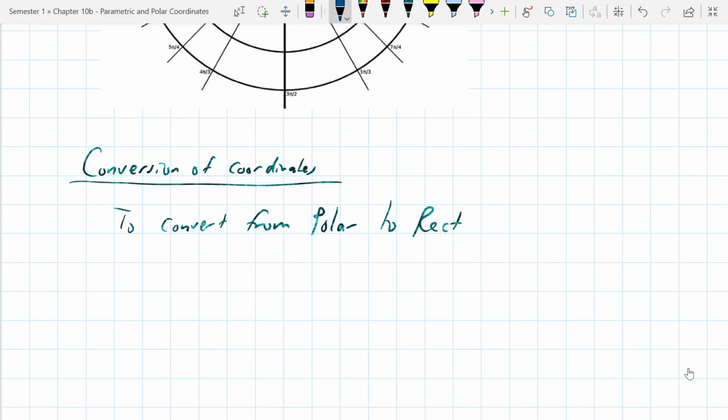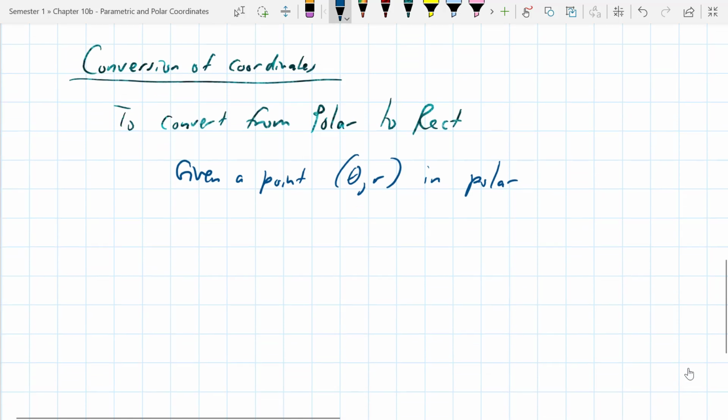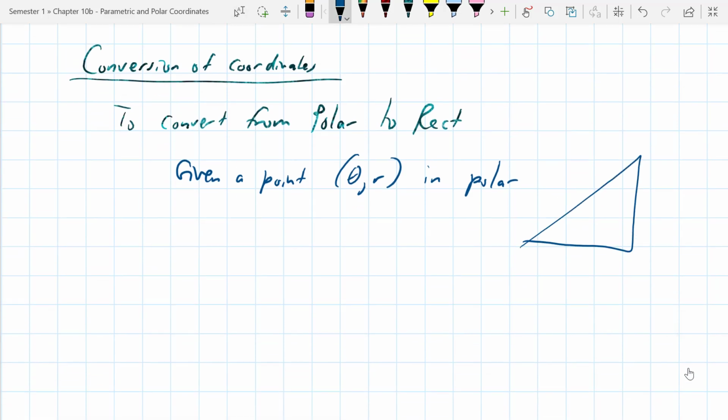Well, given a point theta comma r in polar form, if I want to convert it to x, y, we already know how to do that. If I have a right triangle with a radius and an angle, the trig functions give us relationships between those and x and y.